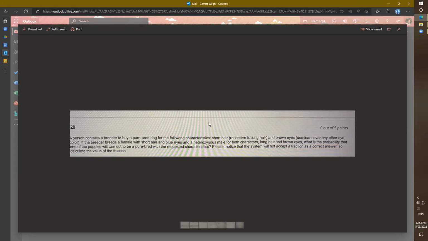So a person contacts a breeder to buy a purebred dog with the following characteristics: having short hair, which is recessive, and brown eyes, which is dominant over any other eye color. If the breeder breeds a female with short hair and blue eyes, and a male heterozygous for both characters, long hair and brown eyes, what is the probability that one of the puppies will turn out to be a purebred with the requested characteristics?